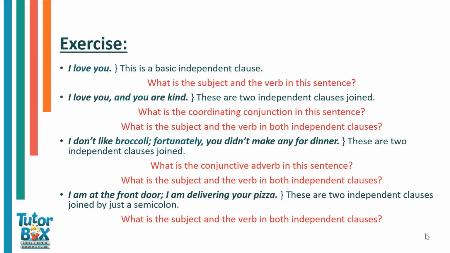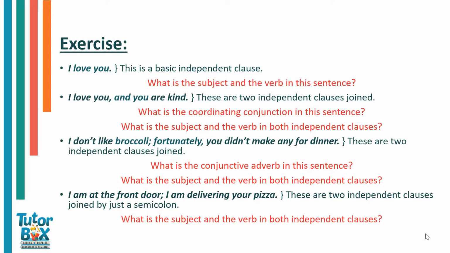Now on to the fourth sentence. I am at the front door; I am delivering your pizza. These are again two independent clauses joined by just a semicolon. What is the subject and the verb in both independent clauses?